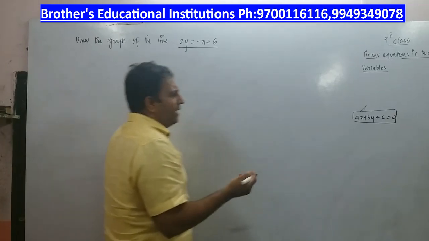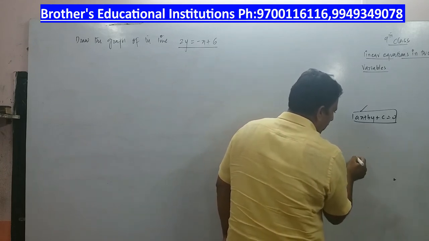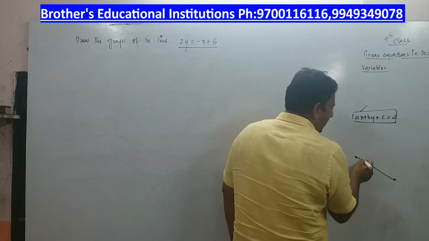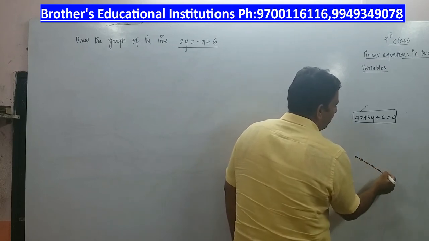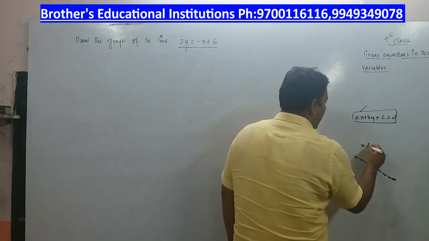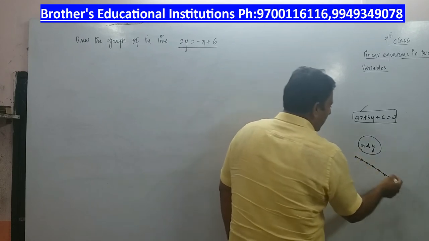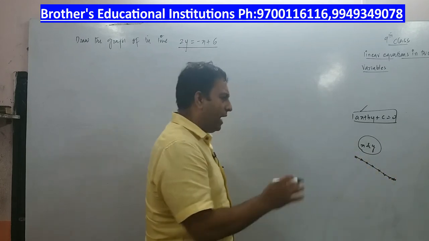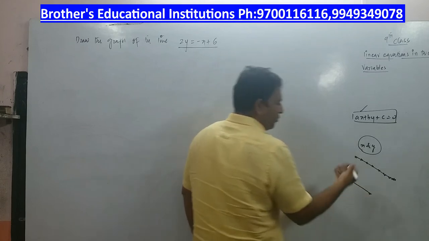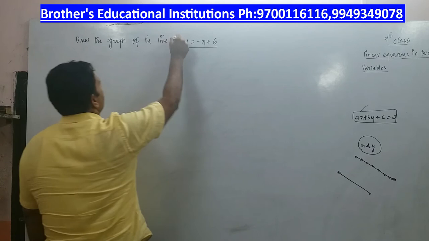Now what is a line? See, if you join these 2 points, what you get is a line. In fact, on this line there are infinite points which have a linear relationship between x and y. If there is a linear relationship between x and y, the graph you get is a straight line. And to draw a straight line, you just require any 2 points, and if you join them, what you get is a straight line. So I have to draw the graph of this line.